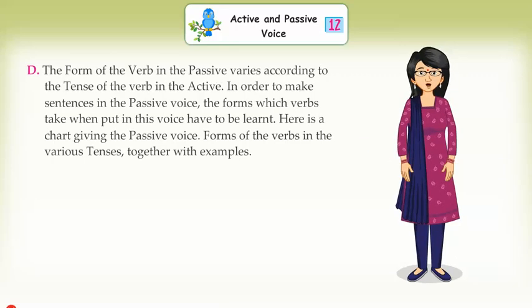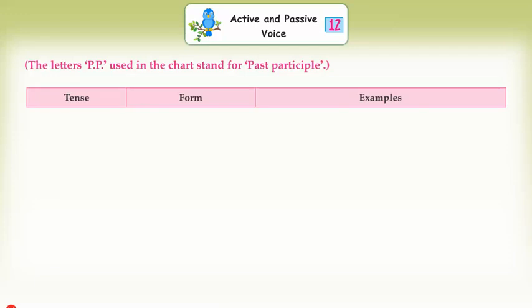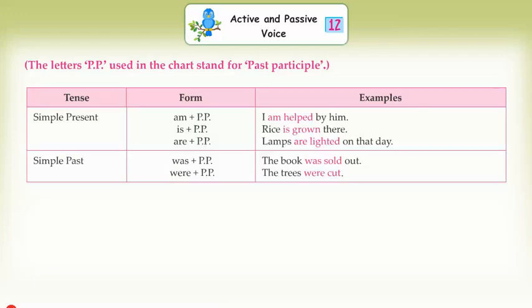The form of the verb in the passive varies according to the tense of the verb in the active. In order to make sentences in the passive voice, the forms which verbs take when put in this voice have to be learned. Here is a chart giving the passive voice forms of the verbs in the various tenses together with examples. The letters PP used in the chart stand for past participle. Tense, form, examples. Simple present: am plus PP. I am helped by him. Is plus PP. Rice is grown there. Are plus PP. Lamps are lighted on that day.